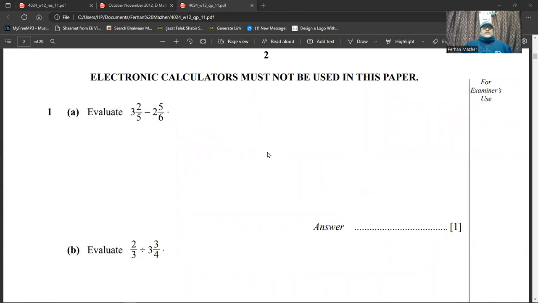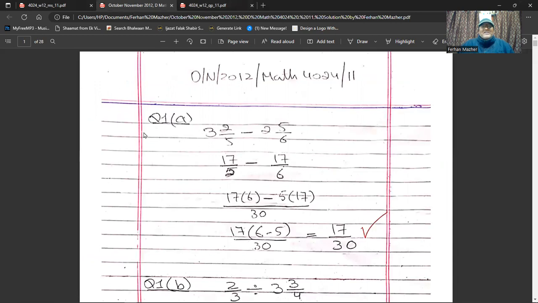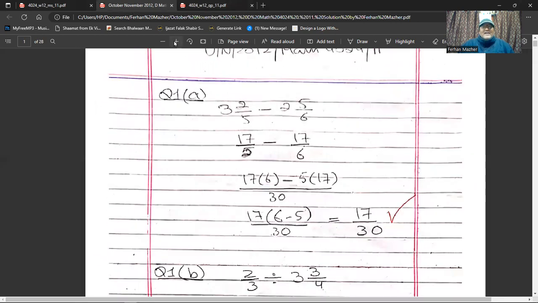Question number 1, A part. 2 fractions are given and we have to subtract them. 3 whole 2 by 5 minus 2 whole 5 by 6. First of all, I will convert these fractions into improper fractions. 5 threes are 15, 15 plus 2 will be 17. So it will be 17 by 5. 6 twos are 12, and 12 plus 5 will be 17. 17 by 6. Then I will take the LCM.